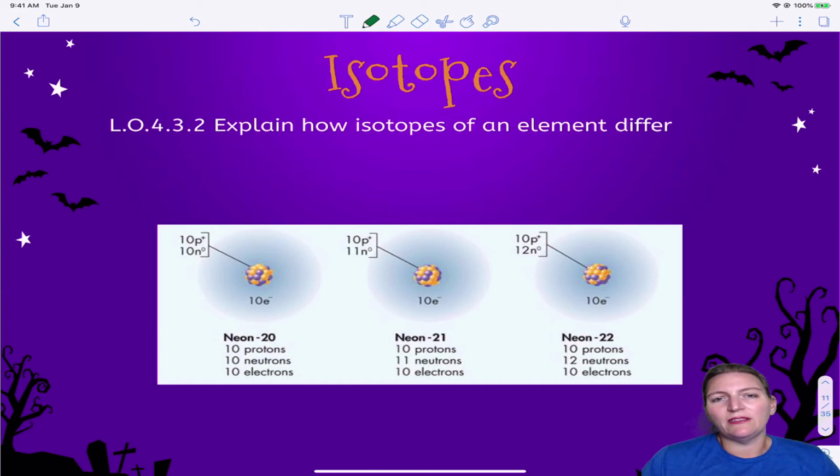Hello. Today we're starting off the rest of the chapter, which is all about isotopes. And learning objective 4.3.2 is explaining how isotopes are different from each other. In our previous videos, we have shown that isotopes are different from each other in that they have different numbers of neutrons, but they are similar to each other in that if they are isotopes of the same element, they would all have the same number of protons.